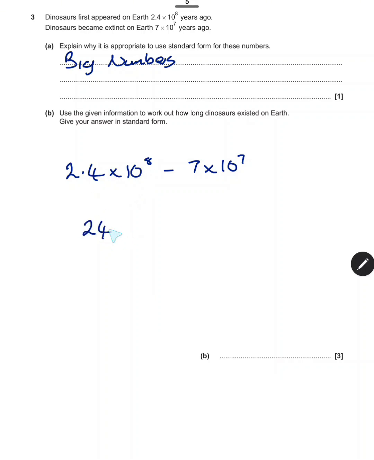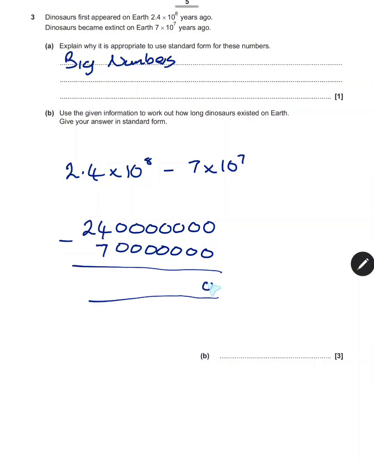So we've got a 2 and a 4. And then I'm going to have 7 zeros. 1, 2, 3, 4, 5, 6, 7. Not 8 zeros. The first times 10 changes this to 24. Same with this. I'm now going to have 7 with 7 zeros. So 1, 2, 3, 4, 5, 6, 7.